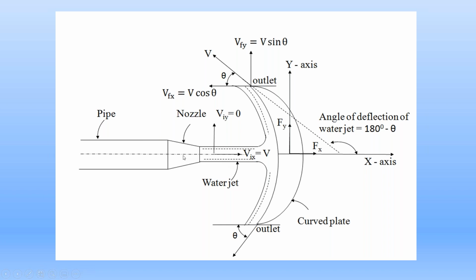The water jet coming out from the nozzle horizontally strikes the curved metal plate at the center. At the time of impact, the water jet applies two forces on the curved metal plate. One is along the x-axis, Fx, other one is along the y-axis, Fy. Next class, we will discuss the equations of forces Fx and Fy exerted by the horizontal water jet striking the stationary symmetrical curved metal plate.